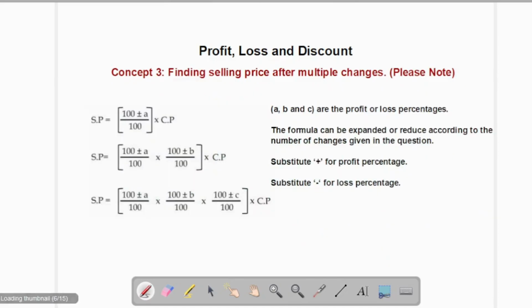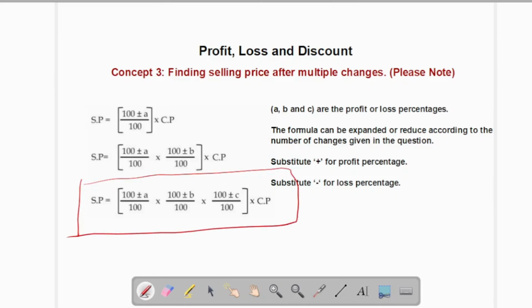Now coming to the third concept, which is an extension of concept number 2. In this concept, we try to find the selling price after multiple changes. In the previous example, we considered 2 changes, but here we are considering multiple changes. So here we are writing this formula of multiple changes as A, B and C. There are 3 changes. I do not know whichever is profit, whichever is loss, but if we substitute the value with plus, then definitely profit. If we substitute the value with minus, then definitely it will be loss.